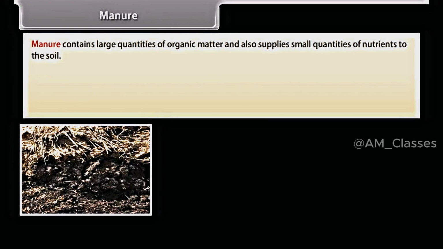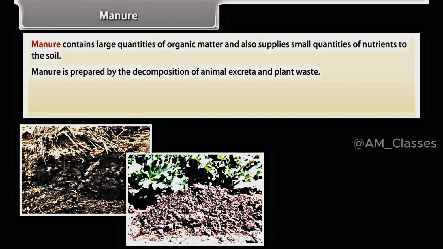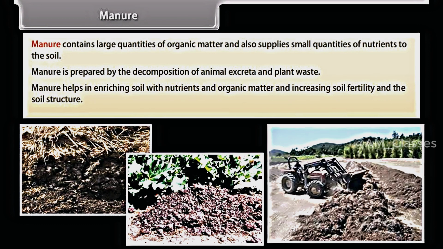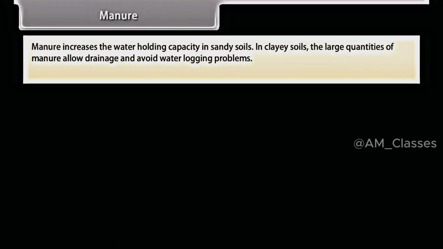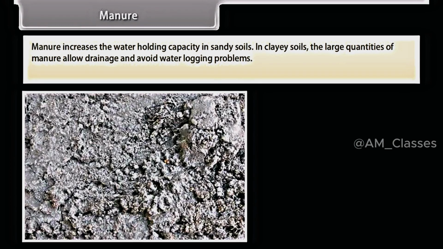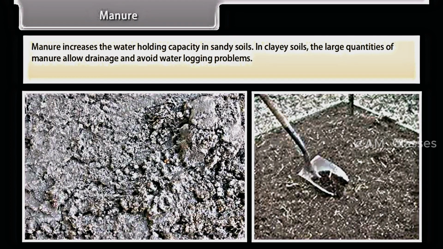Manure. Manure contains large quantities of organic matter and also supplies small quantities of nutrients to the soil. Manure is prepared by the decomposition of animal excreta and plant waste. Manure helps in enriching soil with nutrients and organic matter and increasing soil fertility and soil structure. Manure increases the water-holding capacity in sandy soils. In clay soils, large quantities of manure allow drainage and avoid waterlogging problems.